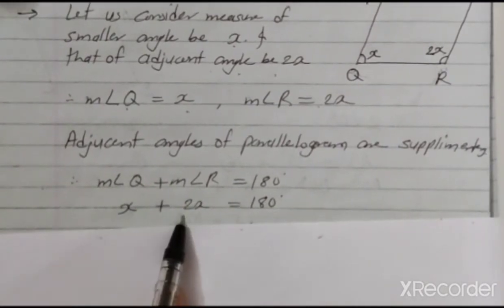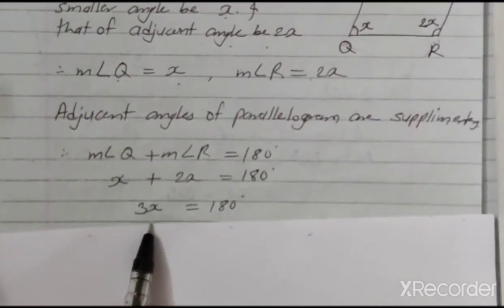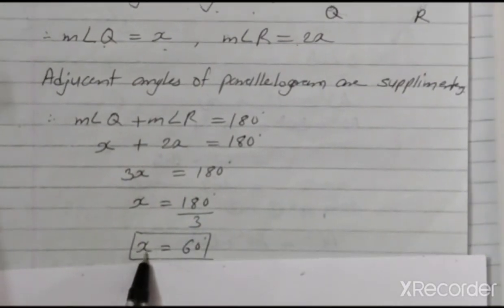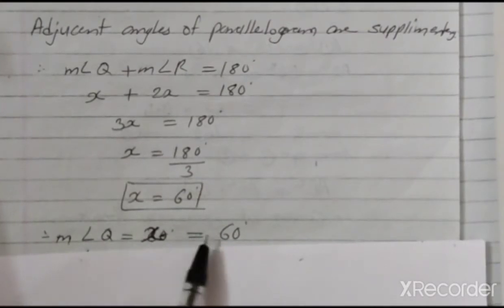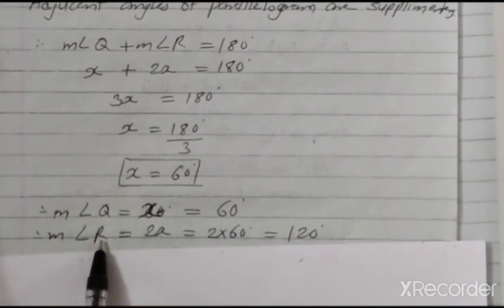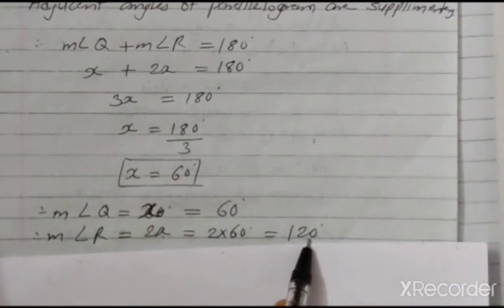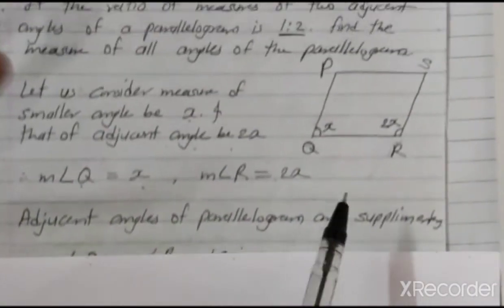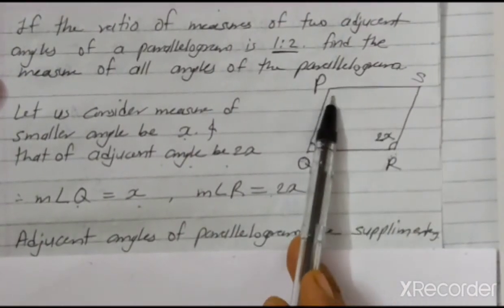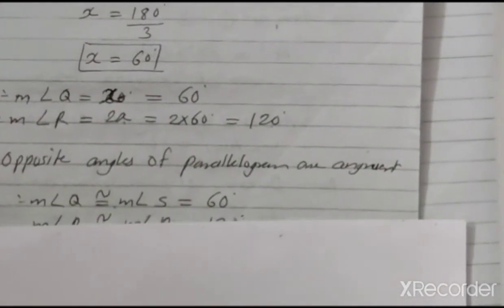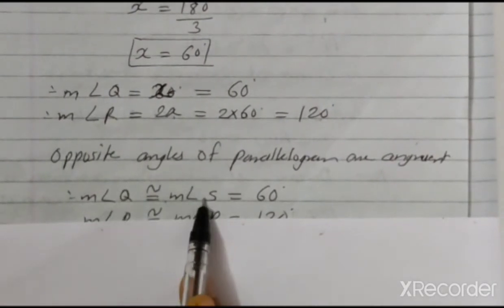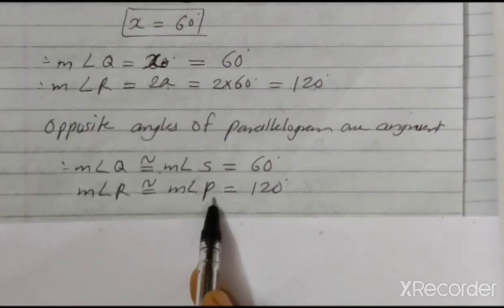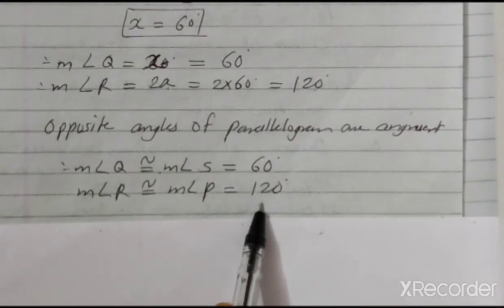So after substituting this value, we will get the value of x is equal to 60 degree. Therefore the measure of angle Q is equal to x, which is equal to 60 degree. Measure of angle R is equal to 2x, which is equal to 120 degree. Again we have to find out the measure of the remaining angles. These two angles are opposite to these angles. So by using the opposite angle property, angle Q is opposite to S and angle R is opposite to P, which is equal to 60 and 120 degree.